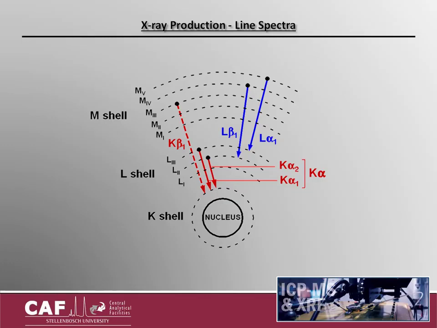So generally speaking, the higher the atomic number of the element, the higher the energy of the X-rays. The number of possible X-ray emission lines also increases with the increase in atomic number, because more electrons are available.